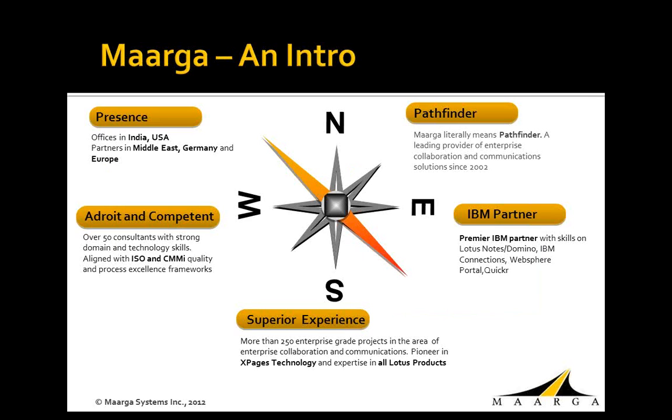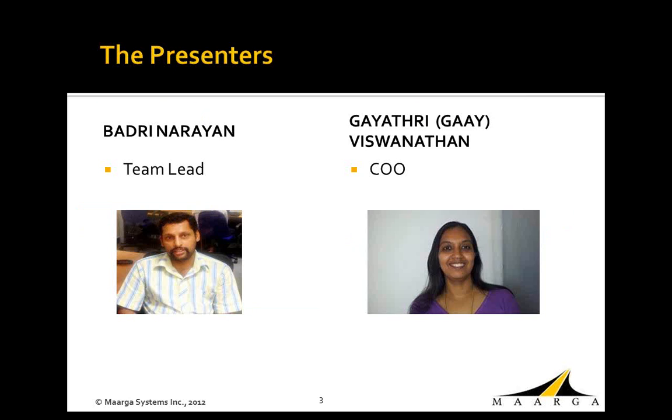So Marga, really, the name means Pathfinder, and we are a leading provider of enterprise collaboration and communication solutions for the last 10 years. We are a premier IBM business partner and work with pretty much all the IBM stack products. We have offices primarily in the US, in New Jersey, Ireland, and a development center in India, and we work with partners in the Middle East, Germany, and Europe. You did hear me talk about myself, and so over to Badri to have a quick intro of himself.